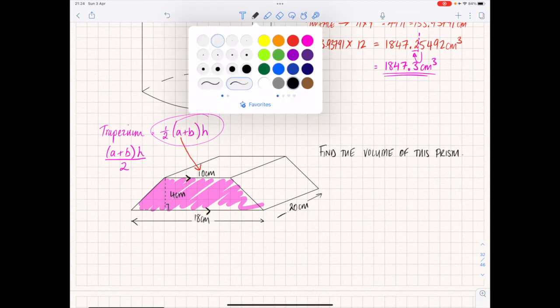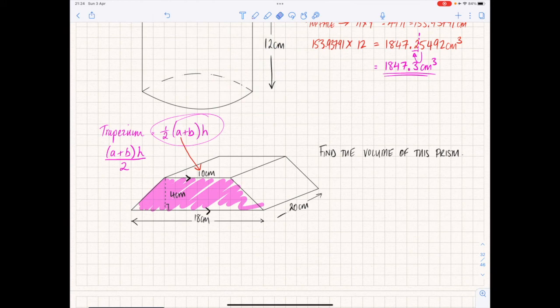So in this case, what I would do is I'd substitute these values in by saying, I'm going to use this equation, by the way. 10, that's going to be my A. My B is going to be my 18. So plus 18. And the height, please remember that your height is your perpendicular height here. If you were given a slanted height, you would then need to reverse Pythagoras to find the perpendicular height. Just make sure it is that perpendicular height you're looking at. So that's all times by 4 and then divided by 2.